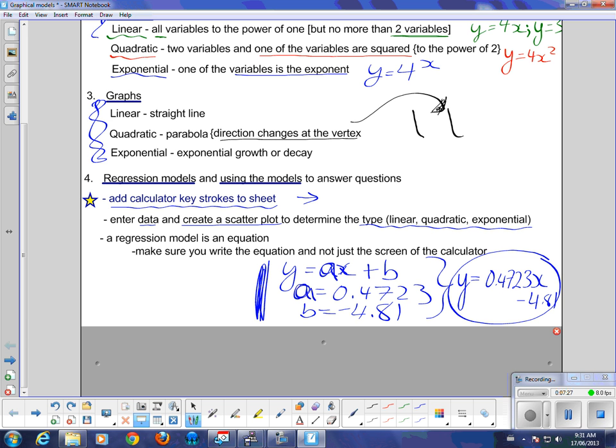Then you would take that equation, and in some cases you would substitute values in order to predict something that wasn't actually part of the data. Okay, good luck with that.